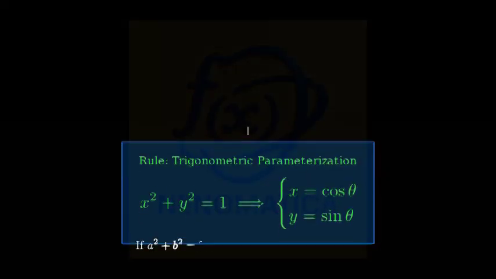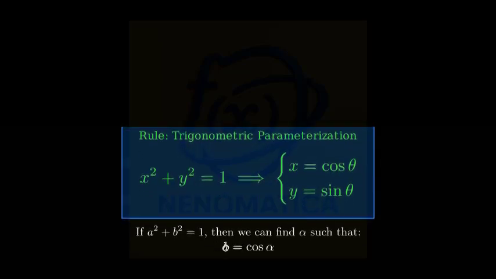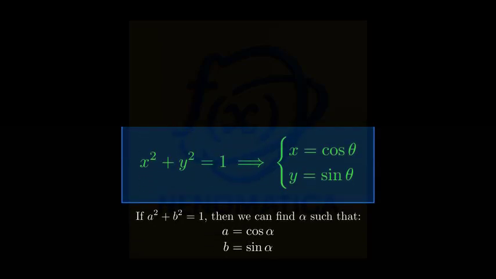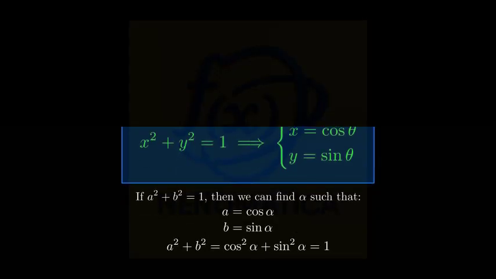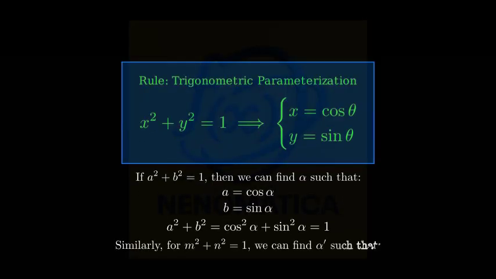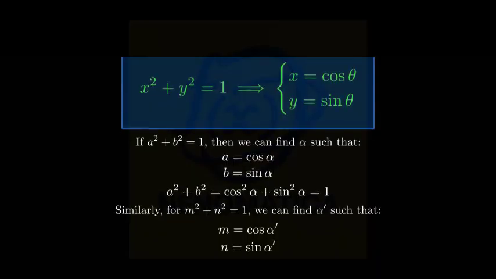Since a squared plus b squared equals 1, it's clear that we can find an angle alpha such that a equals cosine alpha and b equals sine alpha. We can verify that a squared plus b squared equals cosine squared alpha plus sine squared alpha, which equals 1 by the Pythagorean identity. Similarly, for the second condition, m squared plus n squared equals 1, we can find another angle, let's call it alpha prime, such that m equals cosine alpha prime and n equals sine alpha prime.